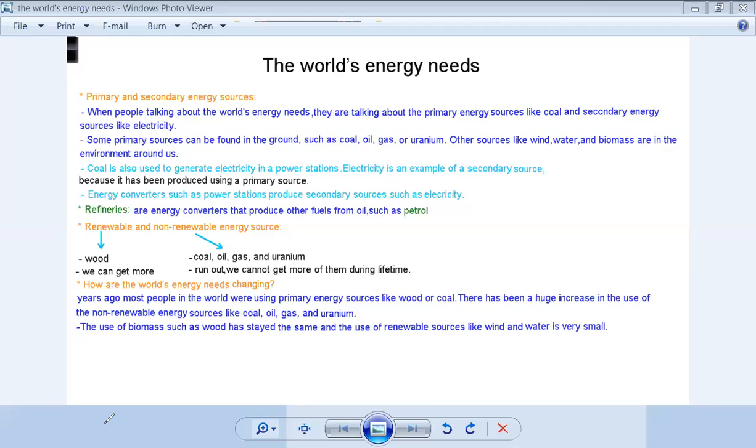Miss, where do we get the gas from? From underground. The petrol, underground where? In the deserts, in the sea, at very deep levels. The gas is extracted from the petrol? Yes, from the crude oil, we can get petrol, gas, or gasoline. Or we call it oil, okay? So here, the use of biomass such as wood has stayed the same.